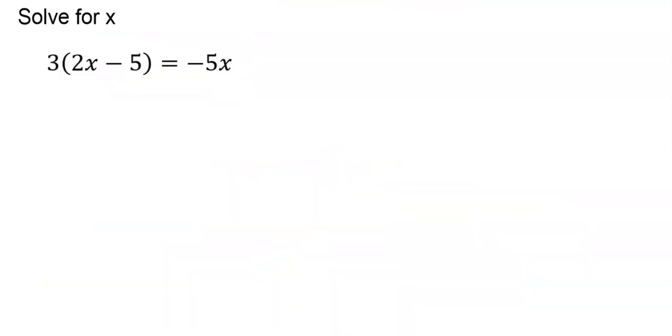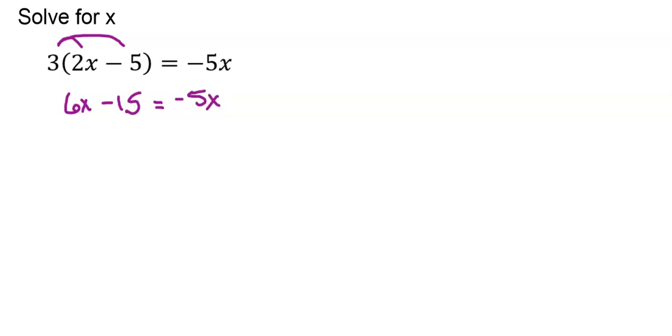The next thing we're going to look at is solving equations. And we're going to start with a fairly simple one. Remember, solving means looking for a number or numbers that we could substitute in the equation for the variable to make a true statement. So for this one, we can see that we have a distributive property that's happening on the left side. So we'll go ahead and do that. 3 times 2x is 6x, and 3 times negative 5 is negative 15. So 6x minus 15 is negative 5x.